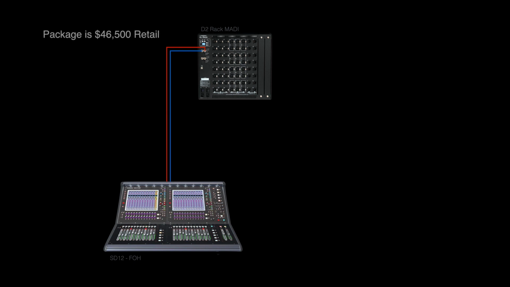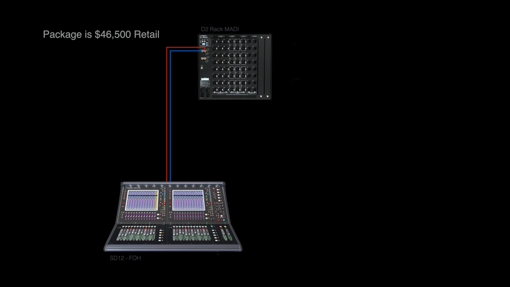We have an SD12 at front of house, and we have a D2 rack that is connected via 2 MADI cables. These are SDI lines or RG59 or RG6. Your video guys are used to these, and they just run 1 send and 1 return from the console MADI port to the D2 rack. The D2 rack is 48 inputs, 16 outputs, and has 2 output option card slots. These can be AES, analog, or Aviom, depending upon what your needs are.